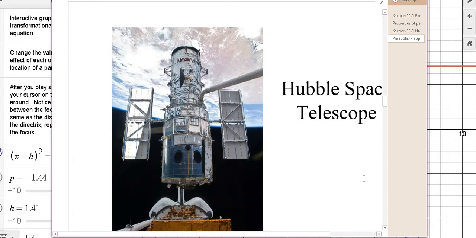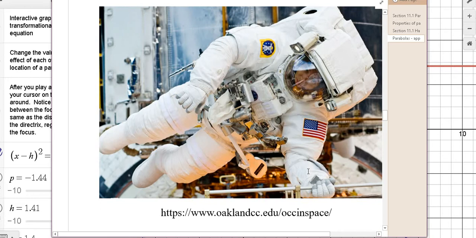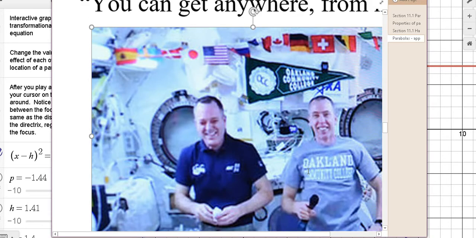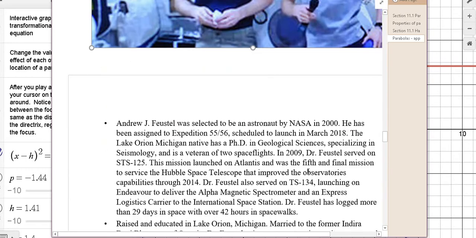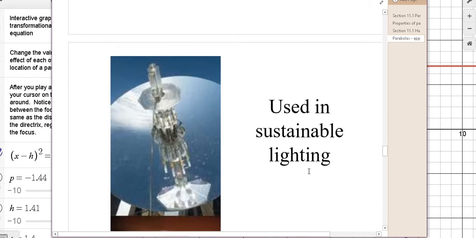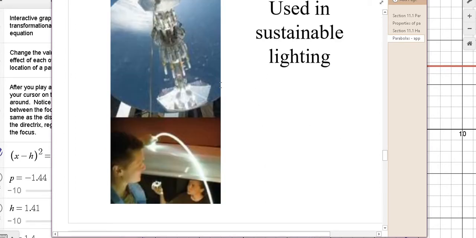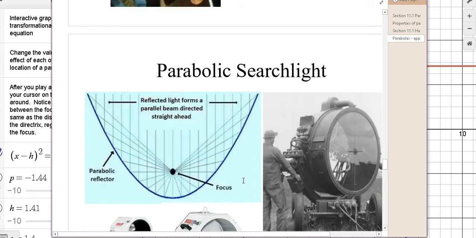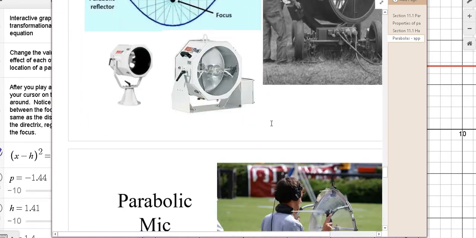The Hubble telescope. And the gentleman working on the Hubble telescope here is Andrew Feustel. He's an OCC graduate. When we say you can get anywhere from here, we mean it. So check out some of his biography. Sustainable lighting: you can put a parabolic shaped reflector on top of a building and use fiber optic cables to bring in natural sunlight into the interior of a building. Car headlights, searchlights use parabolic shaped reflectors.